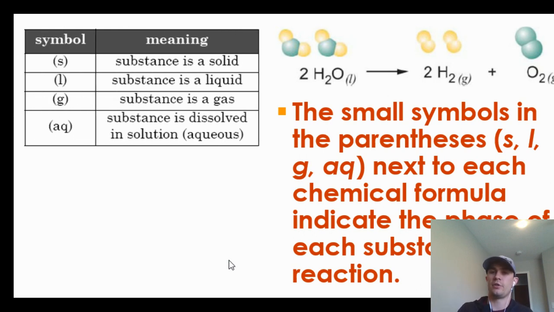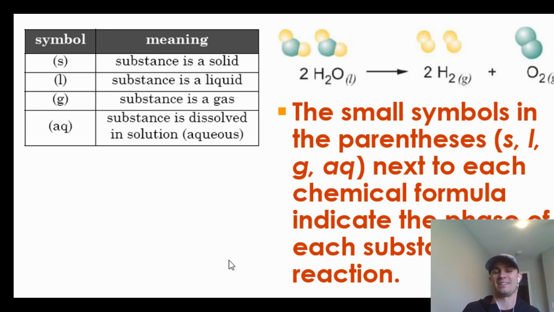Now, here's another example. You can see up above here, H2O, that arrow sign means to produce hydrogen gas and oxygen gas. So water will break down to produce hydrogen gas and oxygen gas. And after that, you notice that we have H2O with a little L in parentheses. That just stands for liquid. H2(g) means that we have hydrogen gas. And O2 with that little G in parentheses stands for oxygen gas.